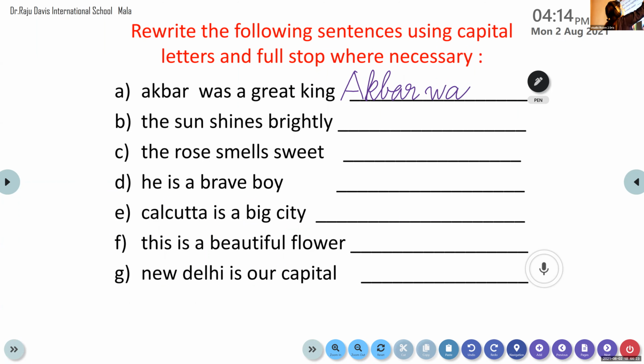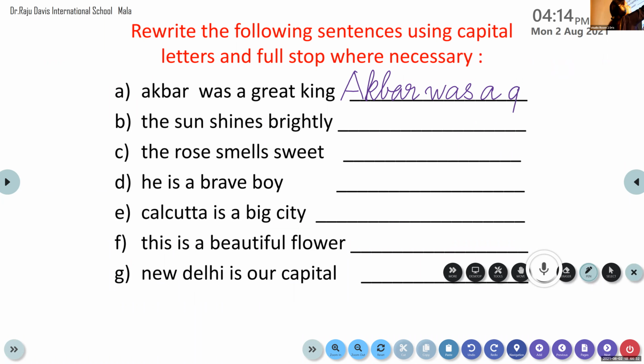Carry on writing. Akbar was a great, G-R-E-A-T, great king, K-I-N-G. Then what we have to do? Please, at the end of the sentence, what we have to do, Aldrina? Full stop. Very good. So this is the way we have to do it. See that you write well in the space provided for you, all of you children, my dear.